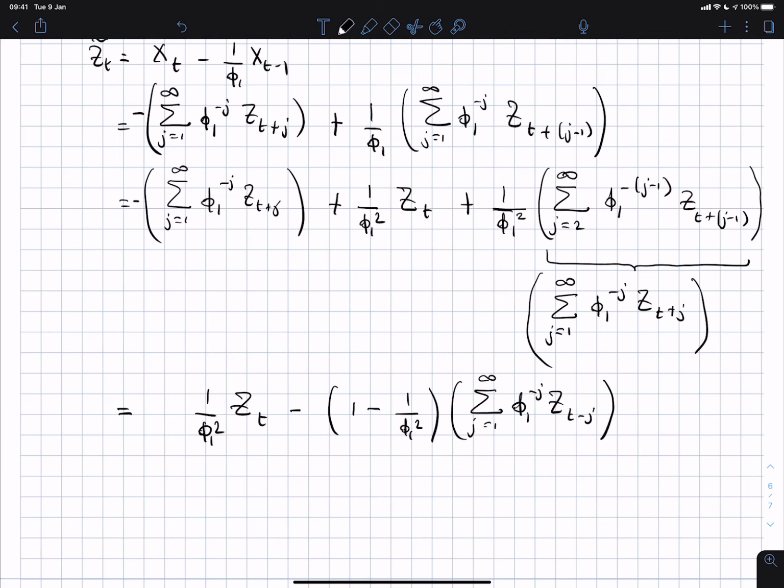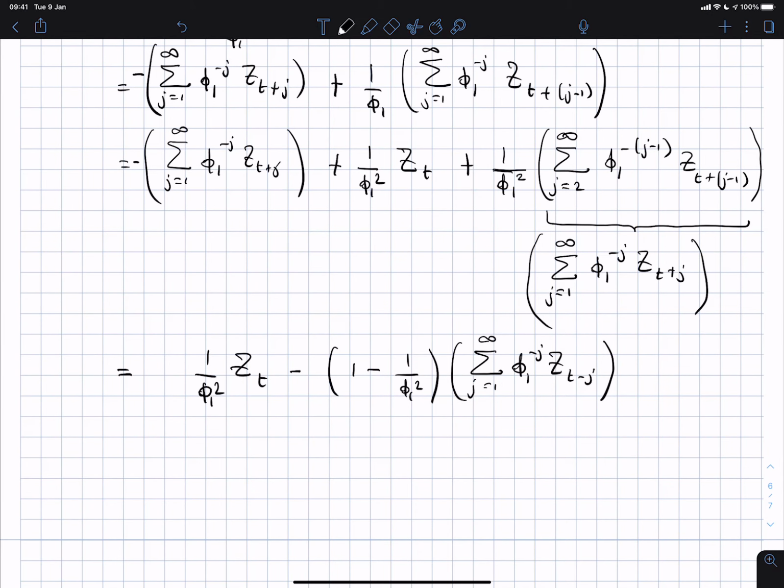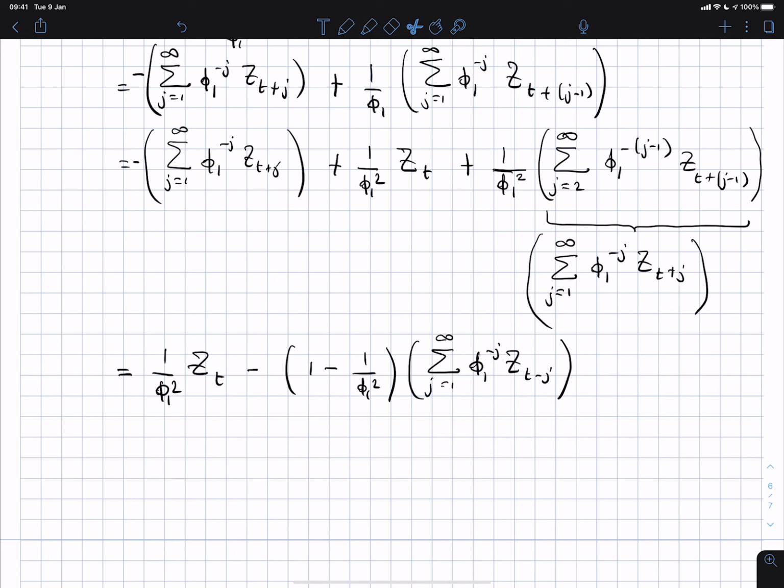Like this. Okay. Sorry, maybe just one more question. Because I also had somewhere a term with 1 over phi 1 to the power n, z_{t+n}, but the limit with n going to infinity. Yeah, I'm working in L2 here, so I'm writing this as the limit already. So I'm cheating a bit.